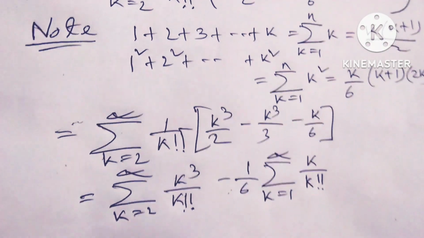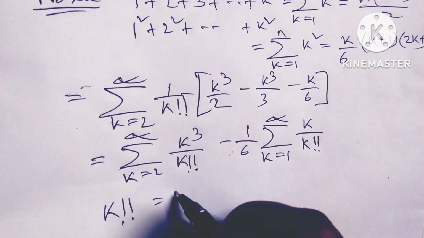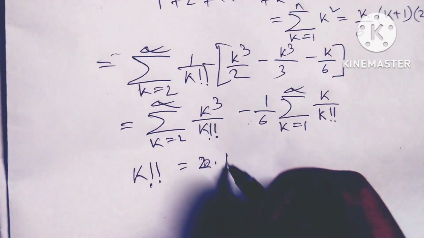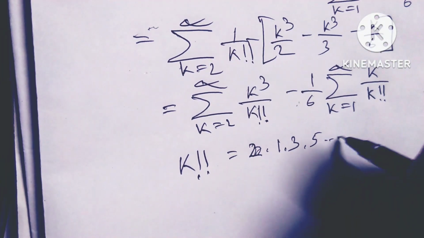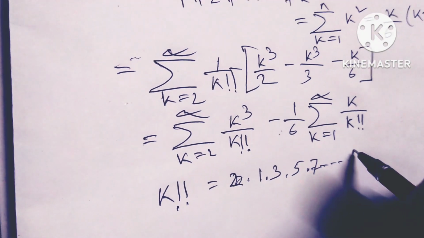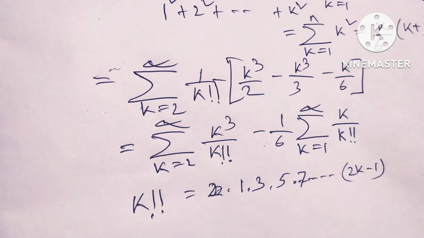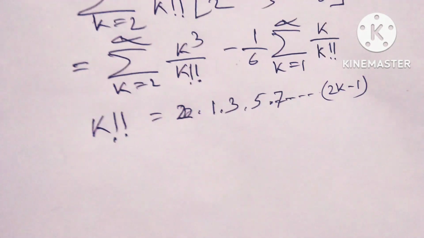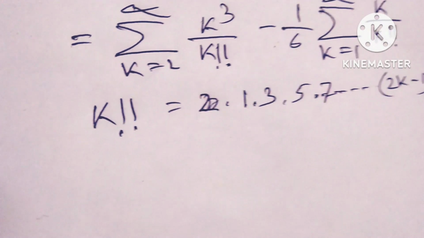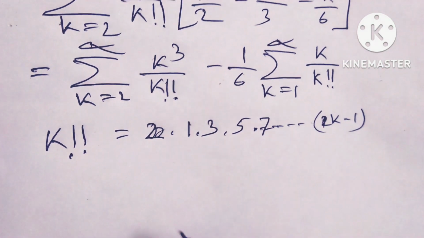Must remember, k double factorial means 1 into 3 into 5 into 7 up to 2k minus 1. Okay, this is the formula for k double factorial. Now friends, I can write this equation. Sorry, it is k minus 1.